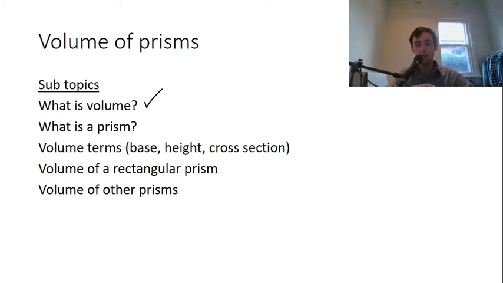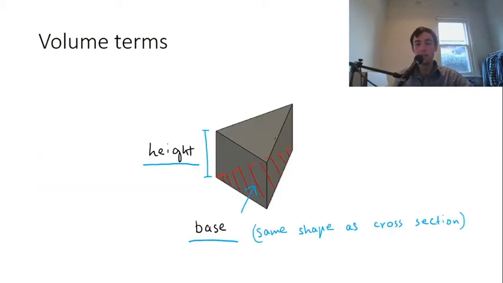So hopefully you know what a prism is. It's a 2D shape that's stretched out, and hopefully you know what the base, the height, and the cross-section are. Just to revise, there's a base and the height, and the cross-section is the same shape as the base.